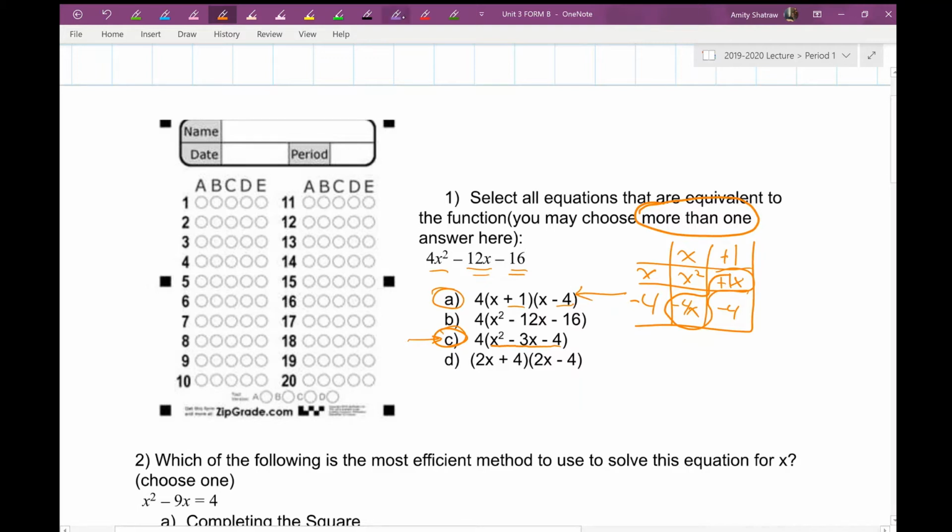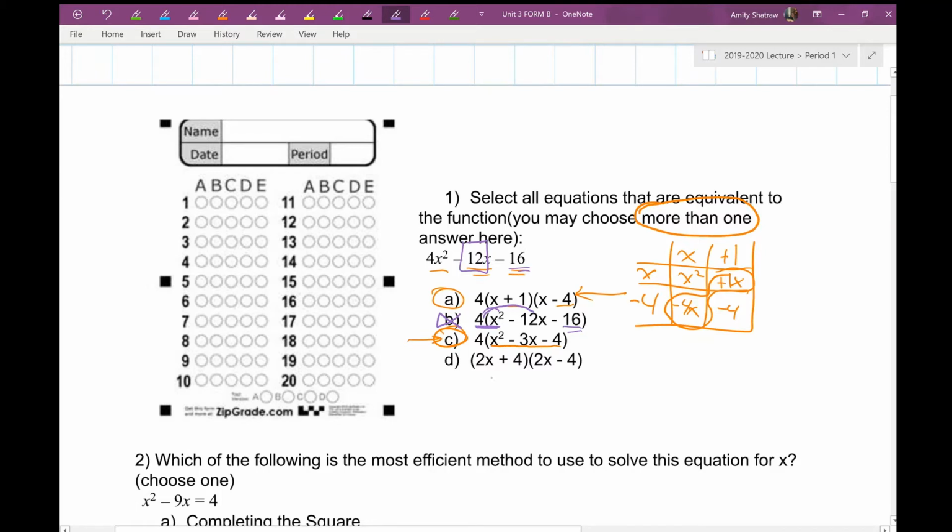How come the other answers aren't correct? Well, if I multiply 4 times x squared here, I do get my 4x squared. But if I do the distribution that is indicated by those parentheses, 4 times 3x is not 12. 4 times 12 is 48. And 4 times 16, I don't know, it's a big number, but it is not just 16. So that's why this is wrong.